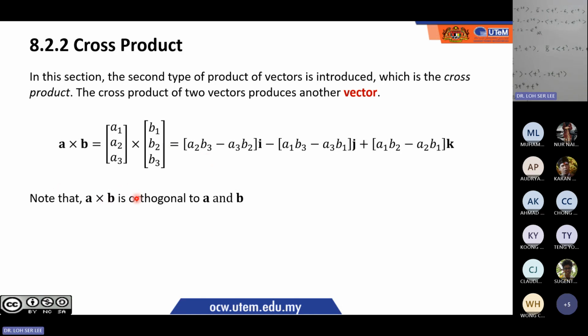Note that A cross B is orthogonal to A and B. What does this mean? What is A cross B? A cross B is a vector, and the vector is orthogonal to A and B.